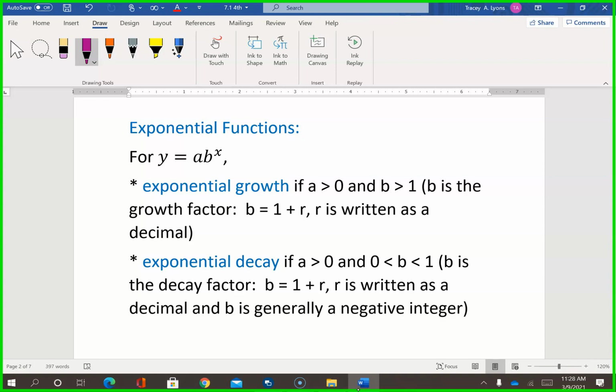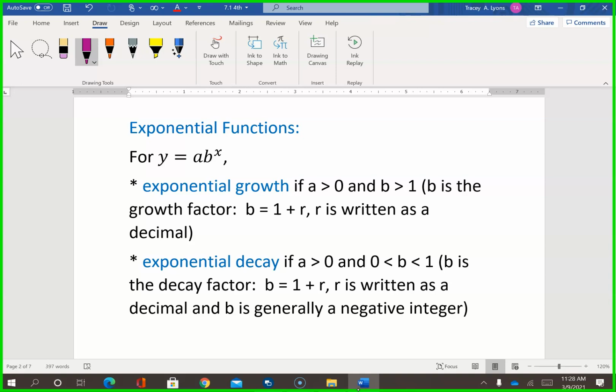Exponential decay, your a is going to be positive, your b is going to be between 0 and 1. So when you guys are looking at equations like this, the way that you determine which one it is is the b part. So you're going to look first, is b a number that's bigger than 1, or is it a number that's like a decimal or a fraction between 0 and 1? And that kind of determines what it looks like.